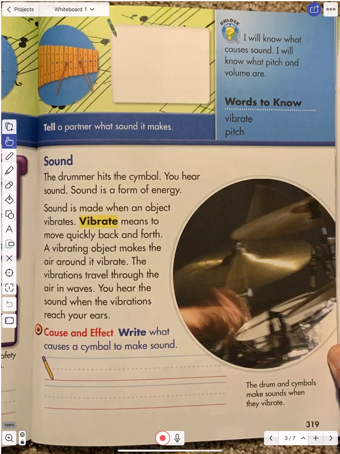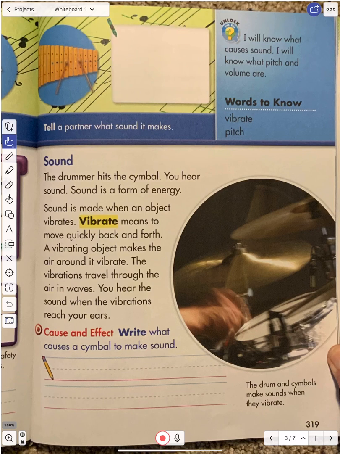Sound. The drummer hits the cymbal. You hear sound. Sound is a form of energy. Sound is made when an object vibrates. Vibrate means to move quickly back and forth. A vibrating object makes the air around it vibrate. The vibrations travel through the air in waves. You hear the sound when the vibrations reach your ears. If you look at that cymbal, you can see that it's moving. You can see that it's vibrating. When the cymbal vibrates, it makes the air vibrate, and your ears pick up those vibrations.